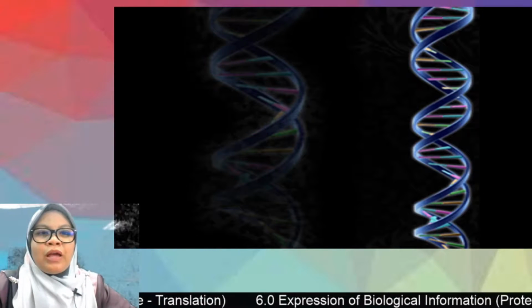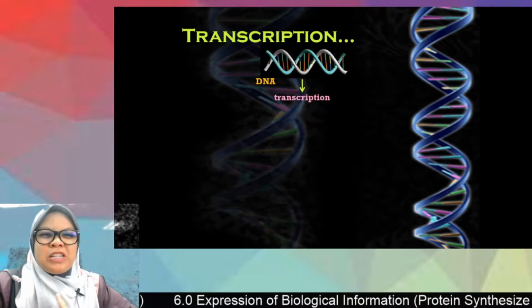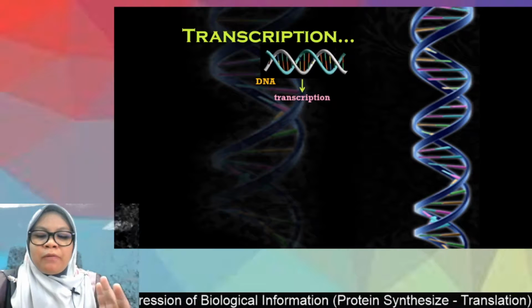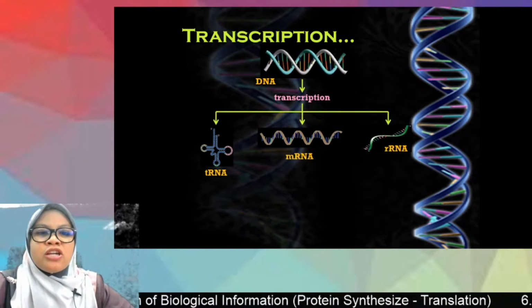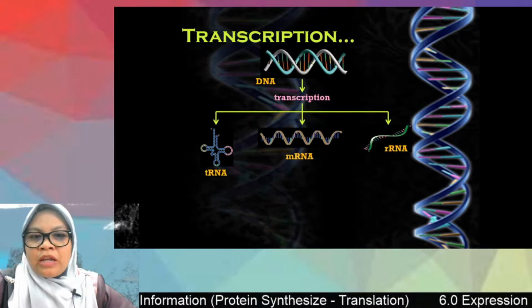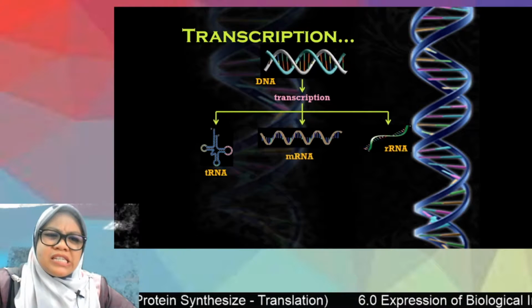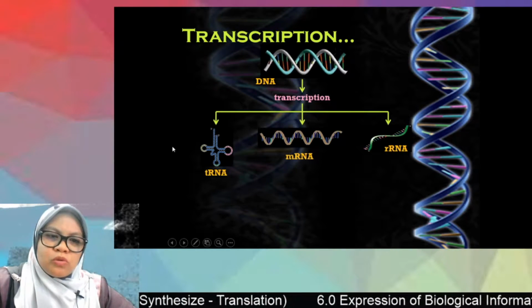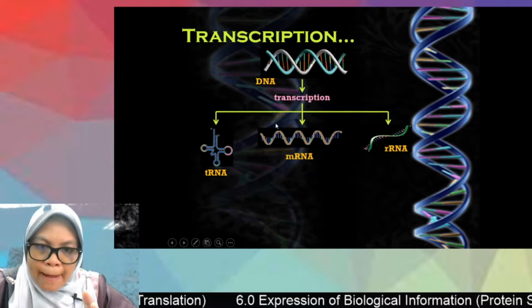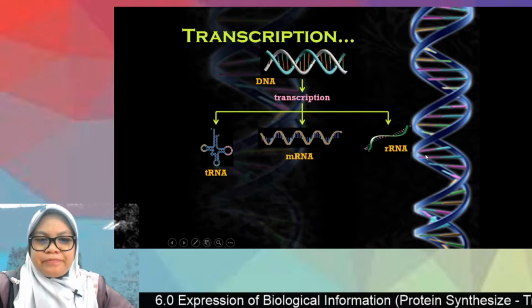Alright, so now let's proceed to the translation process. So this is the overview. We have done transcription with the formation of mRNA using genetic information from DNA. So in translation, these are the three important tools. We need to use tRNA, mRNA, and also rRNA.